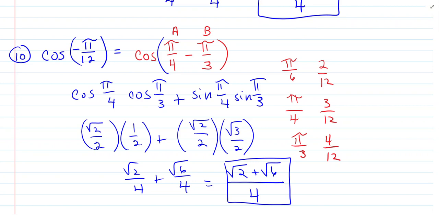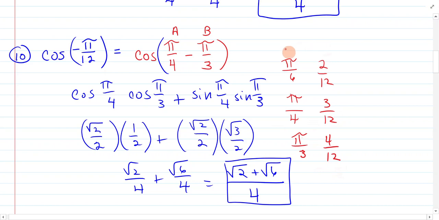When you look at something like the cosine of negative pi over 12, well, that's not one we know, and we don't typically think in radians. So you want to think about fractions. If you're looking at twelfths, pi over 6 is 2 twelfths. Pi over 4 is 3 twelfths. Pi over 3 is 4 twelfths. So if I want a negative 1/12, I could do pi over 4 minus pi over 3. That's 3 twelfths minus 4 twelfths, which would give me a negative pi over 12.